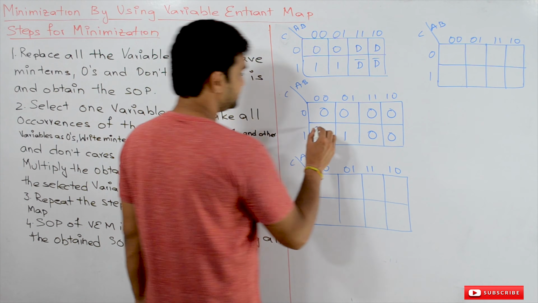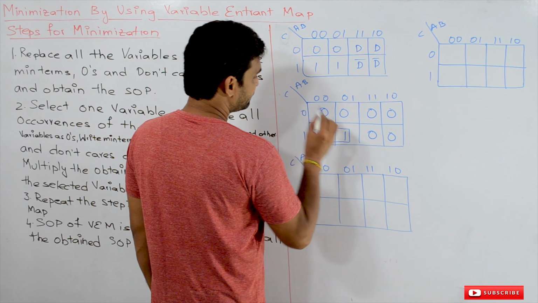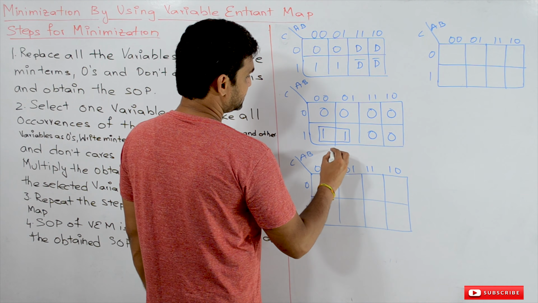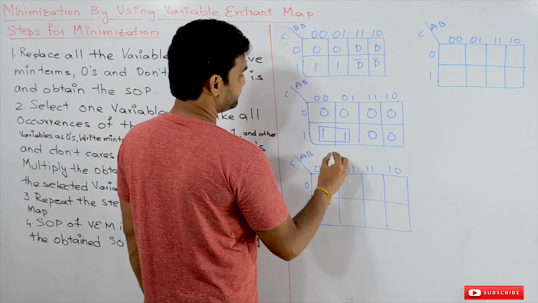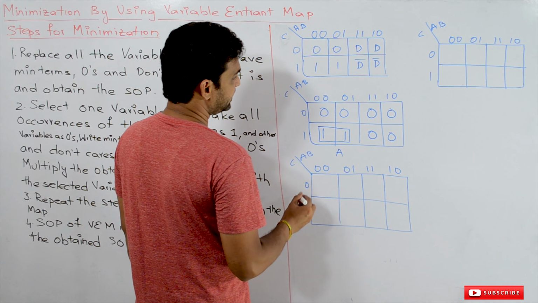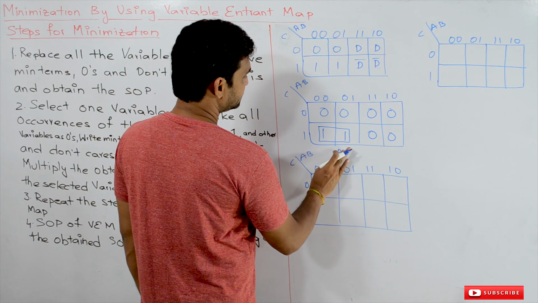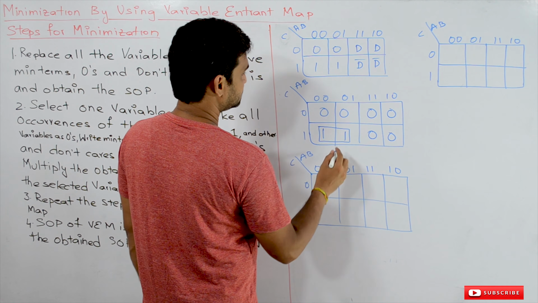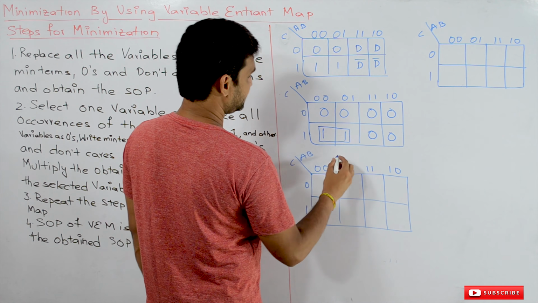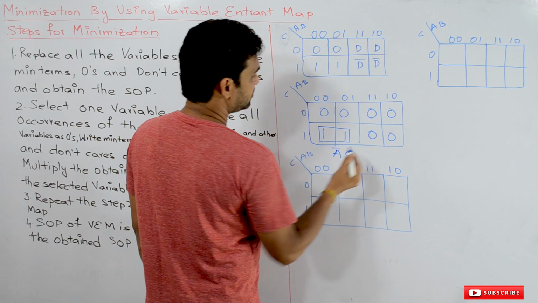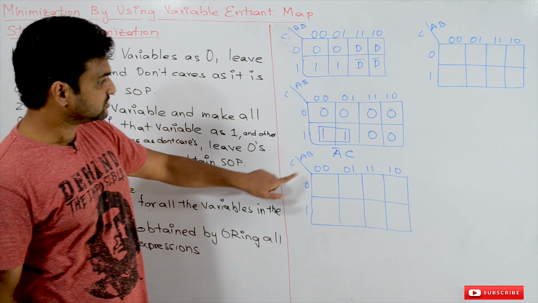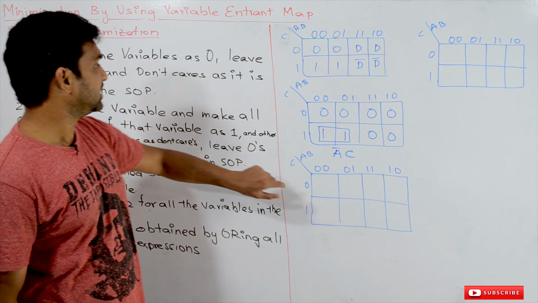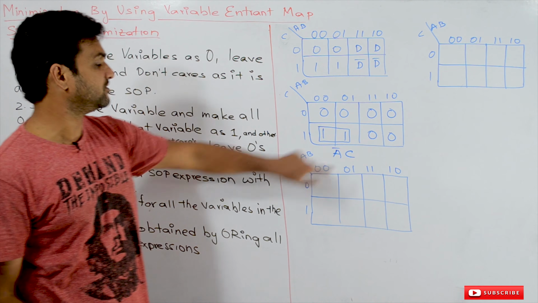Obtain the SOP. How to obtain the SOP? Find the subcube, and the SOP for this is A complement C. So this is the first step, and the SOP that we have obtained is A complement C.